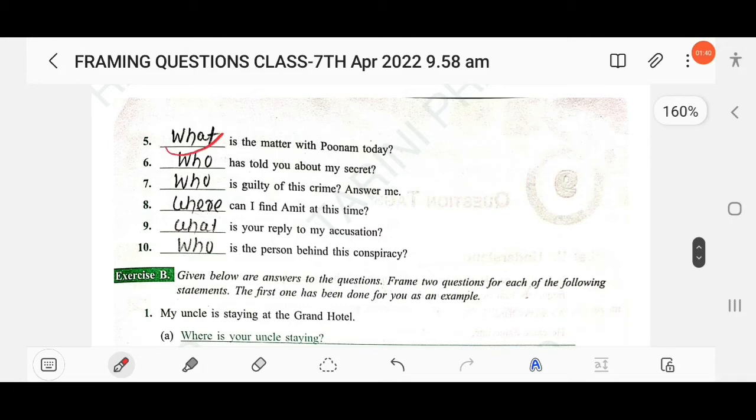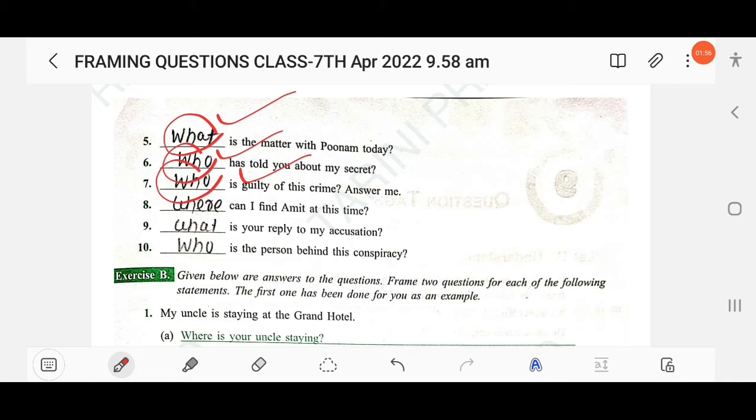The next dash is the matter. What is the matter, Punam, today? The next: dash has told you about my secret. Who has told you? To know the person. The next: dash is guilty of this crime. Answer me. Who is the guilty? Who is guilty of this crime?